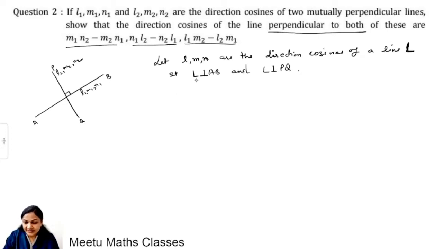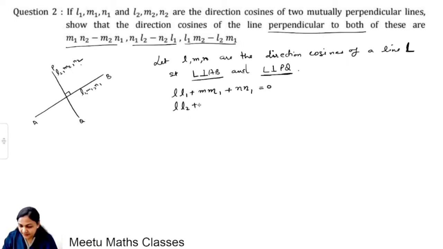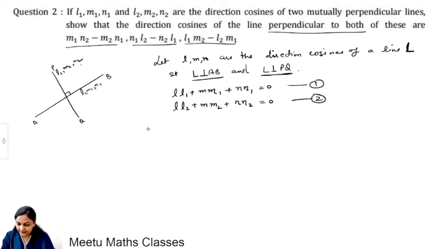Now since L is perpendicular to AB, as we did in the last question, the multiplication of their direction ratios or direction cosines must be 0. So L into L1 plus M into M1 plus N into N1 must be 0. And since L is perpendicular to PQ also, the direction cosines of L are L, M, N and of PQ are L2, M2, N2. So their multiplication should also be equal to 0. Now solving 1 and 2 we can get the values of L, M and N. Now we are going to use the cross multiplication method.